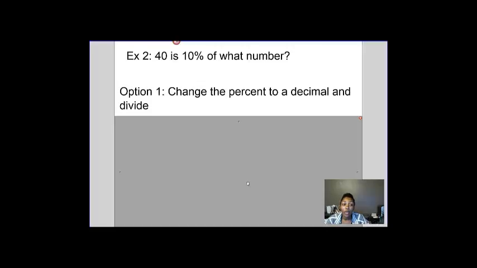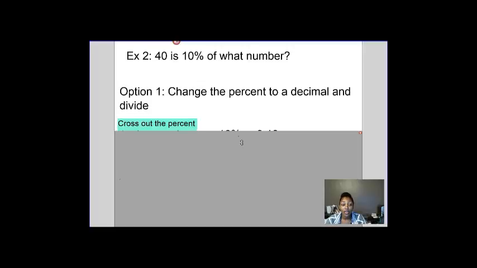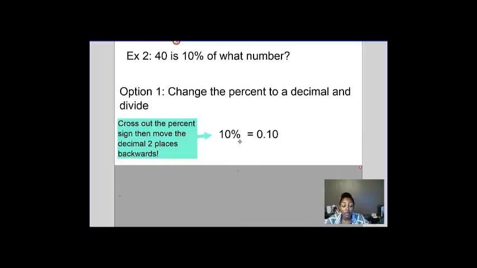So I have 40 is 10% of what number? So I'm trying to think, okay, 40 is just 10% of something else. What is it 10% of? So it's 10% of something bigger. So the first thing I'll do is change the percent to a decimal. To do that, I'm going to cross out the percent sign and move the decimal 2 places backwards, and so 10% gives me 10 hundredths.